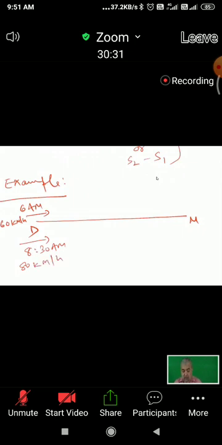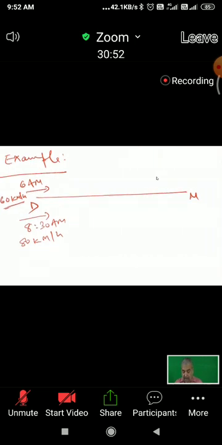And repeat again. Two trains started from Delhi towards Mumbai at different times and with different speeds. The first train started at 6 a.m. from Delhi towards Mumbai with a speed of 60 km per hour. The second train started from Delhi towards Mumbai at 8:30 a.m. with a speed of 80 km per hour.